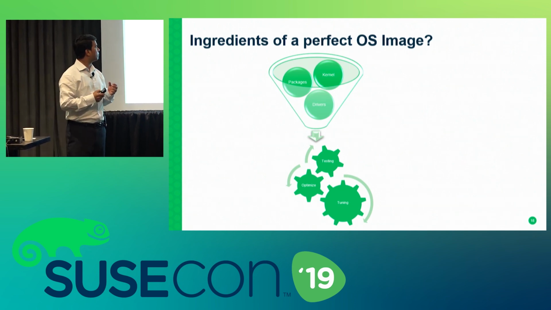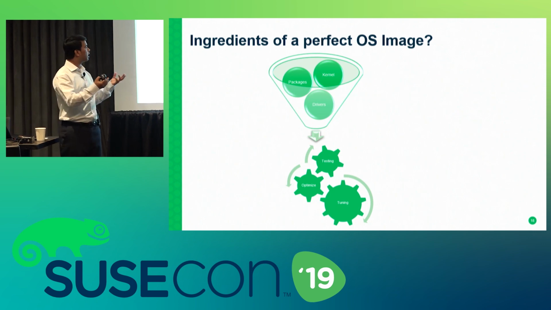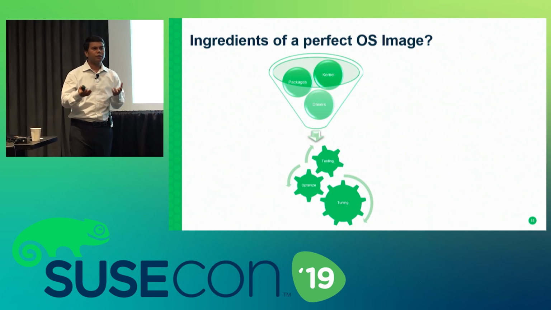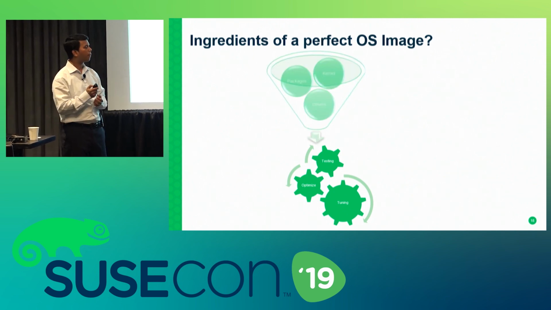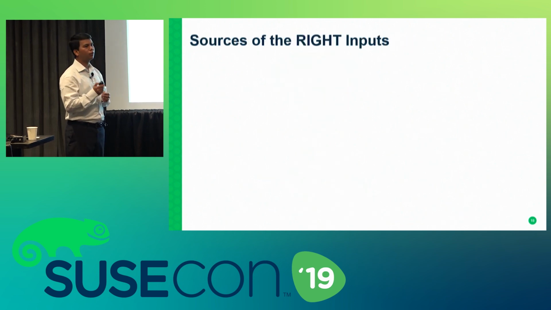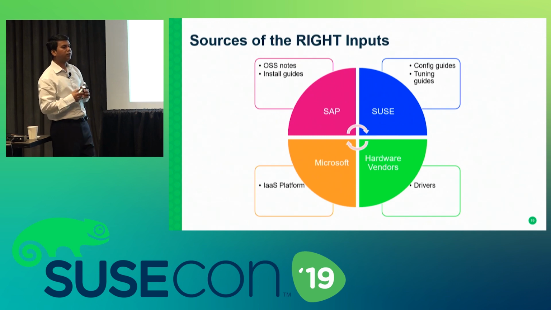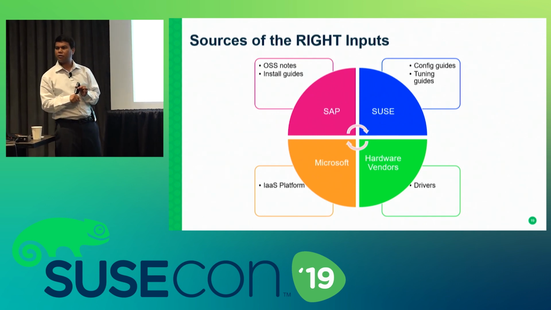Now, I was using the words specific kernel, specific drivers, specific packages. Where does this specific information come from? How do I really get authentic information? The information comes from four resources, and all four are equally important. If you are not including any of them, then we are not making the perfect image.